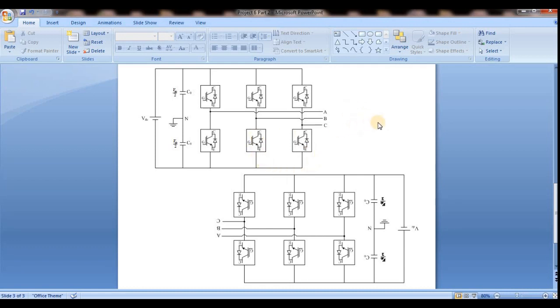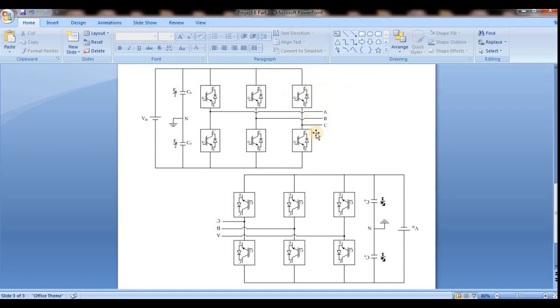If there is a ground on the AC side, then this switch can be directly connected to this phase, and this phase to this ground. So directly VDC by 2 I can get in the phase voltage. But in case of no neutral or no ground on the AC side, then things will be different.